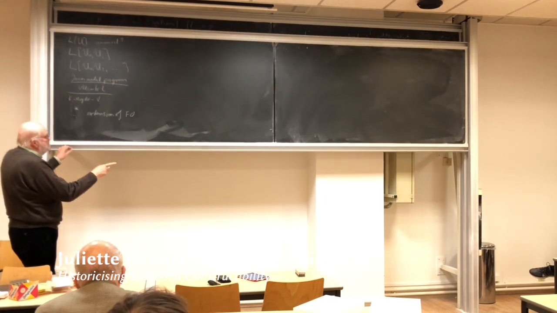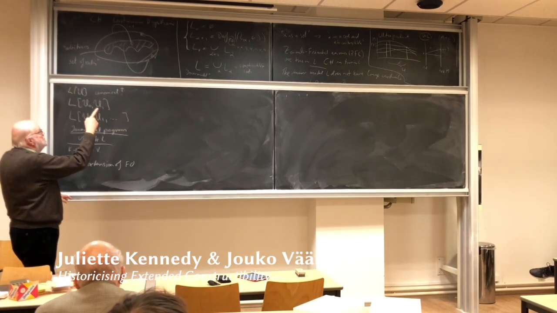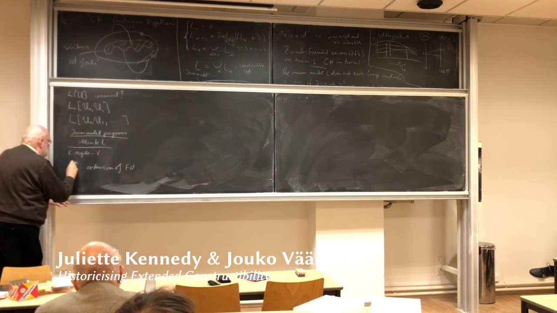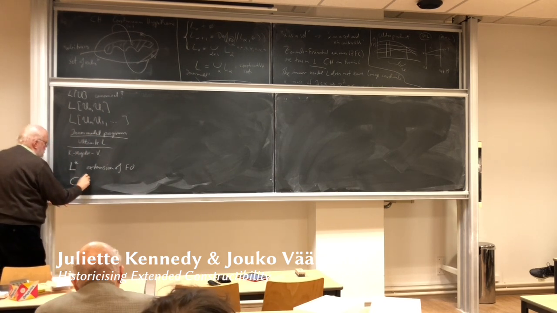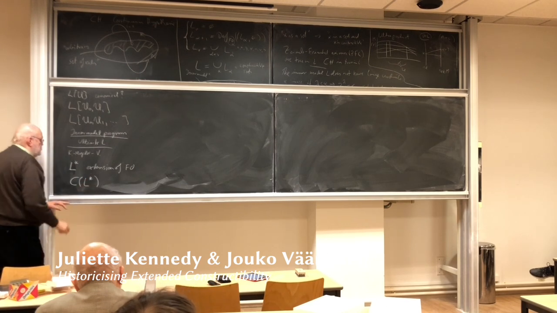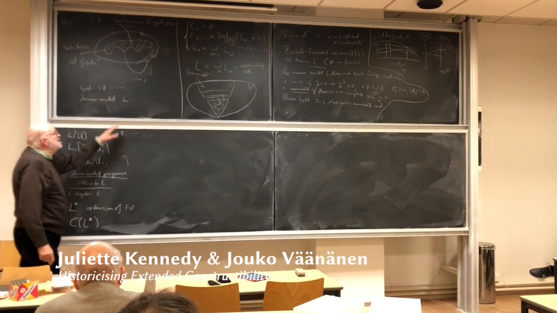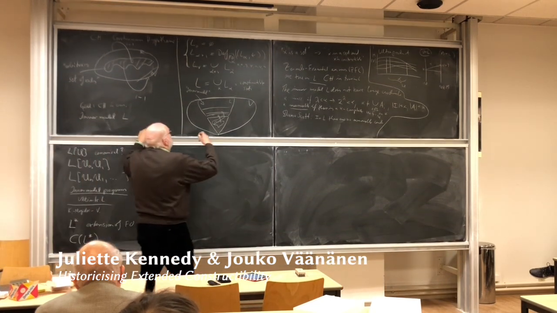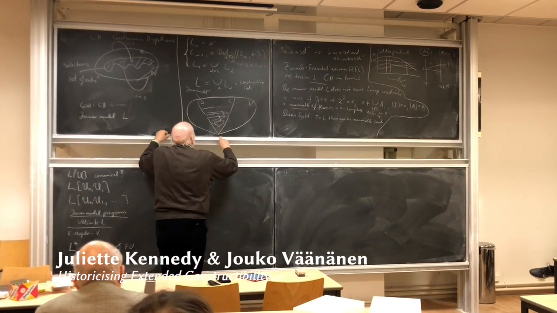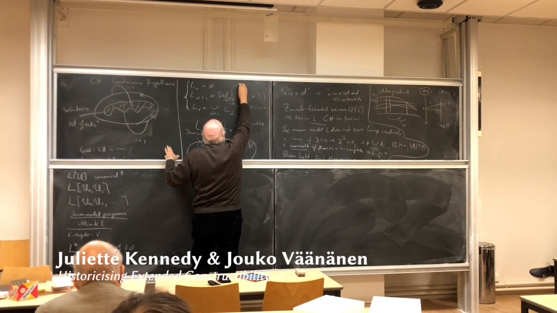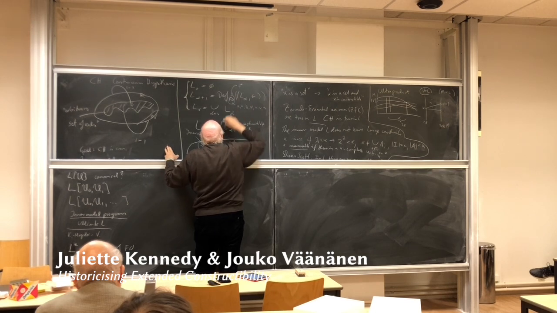So if we modify Gödel's definition by putting there an arbitrary logic L star, what we get is an inner model which we denote by C L star. So C L star is just like L, but instead of first-order logic we put there a logic L star.